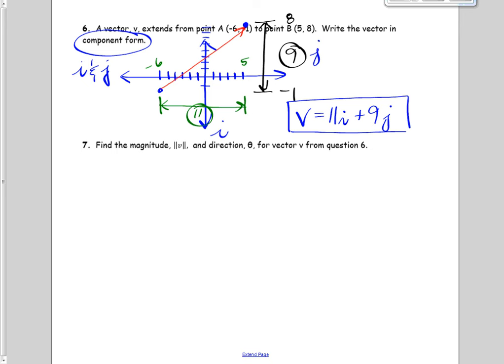Now here's question number 7. It's asking for the magnitude of that same vector. Well, that's going to be the Pythagorean theorem that we use to get that formula. So if I take my horizontal component, my difference in x, I've got 11 squared right there. And then my vertical component, I'll put 9 squared there. And if I put this together, I can actually just get it as a decimal. I'll put it all in the calculator at once.